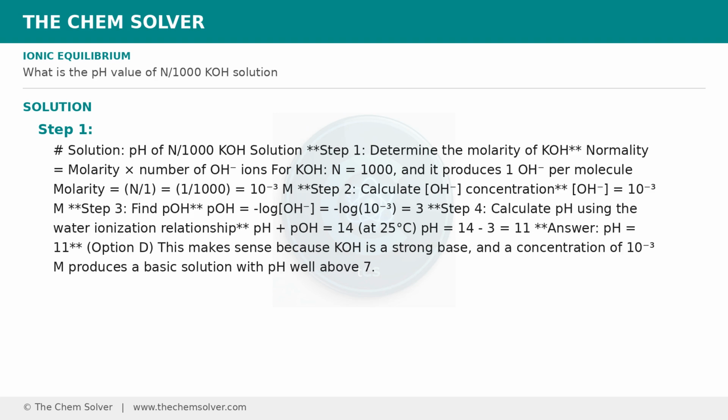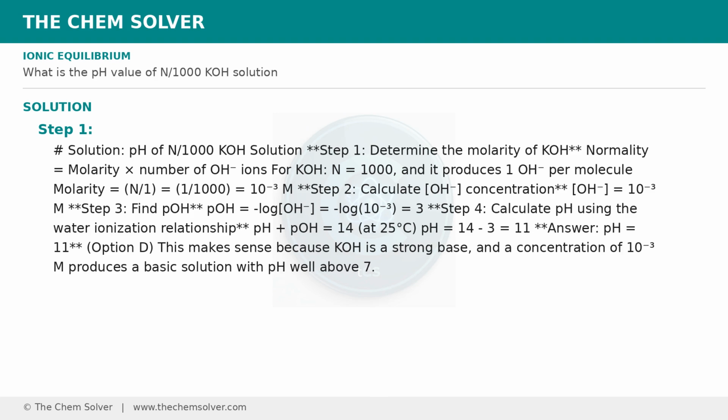Step 4. Calculate pH using the water ionization relationship. pH plus pOH equals 14. At 25 degrees Celsius, pH equals 14 minus 3, which equals 11. Answer: pH equals 11.